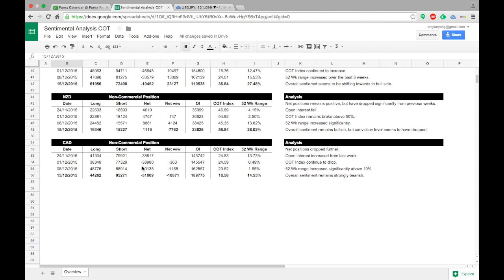Net positions is continuing to drop, and it's still in the negative territory. Open interest increasing simply means that traders are entering and building their positions in the market. The COT index continues to drop, but it still has certain more room to continue further. The 52-week range increase shows that traders' commitment level, or even confidence in these short positions, has increased compared to the past 2 weeks. So this is how this data gives us a certain idea of the sentiment, of what the market is doing.